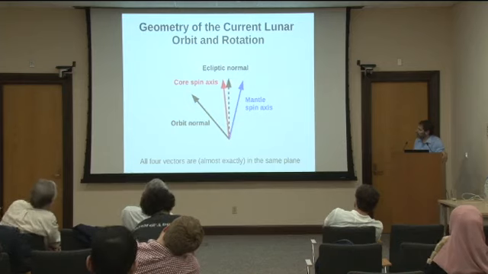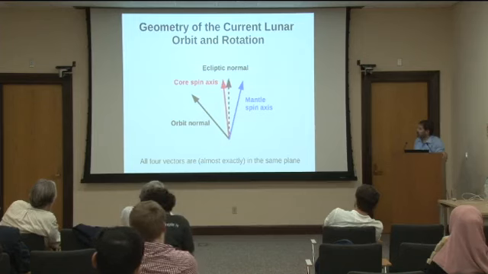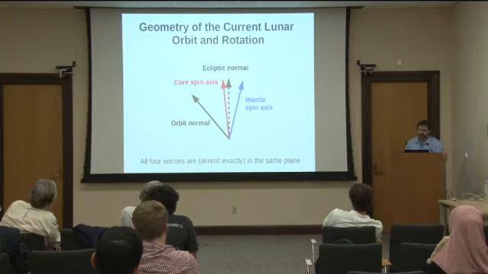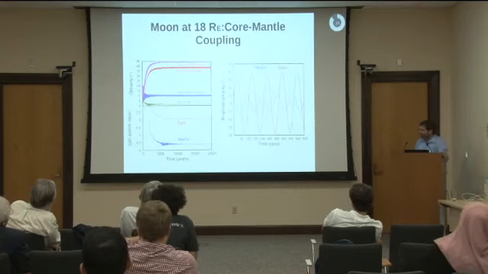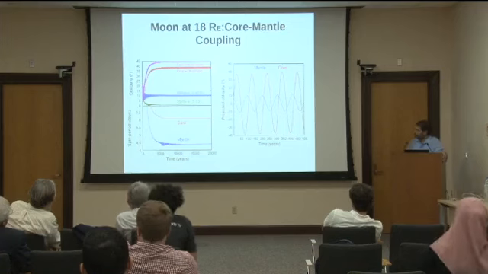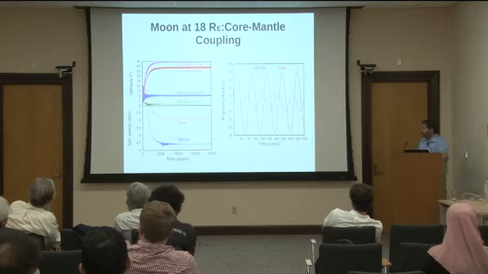So the core spin axis stays very close to the ecliptic normal, much closer than the spin axis of the mantle. And these are more or less in the same plane, all of these. They're slightly out of plane because of dissipation, which induces offsets.